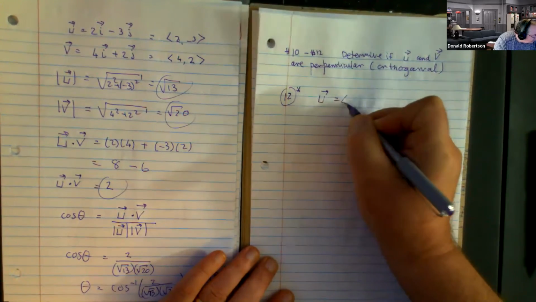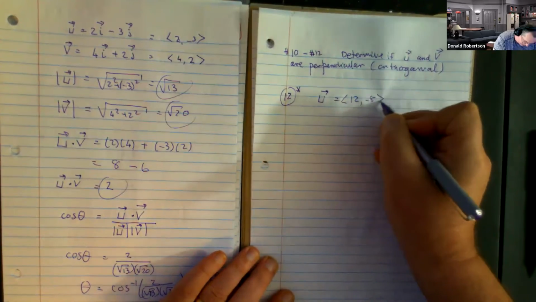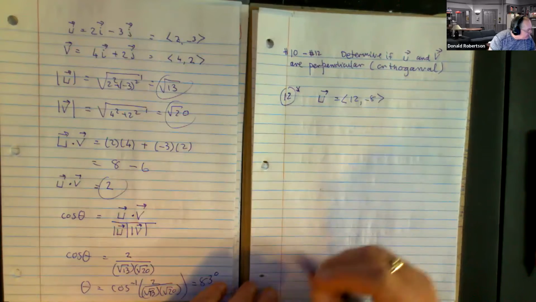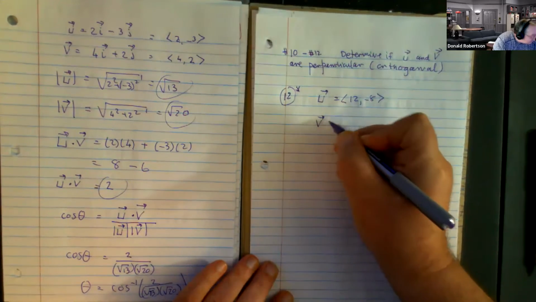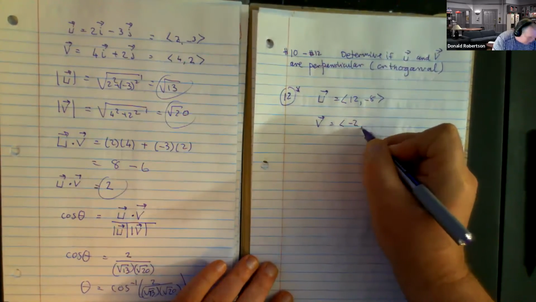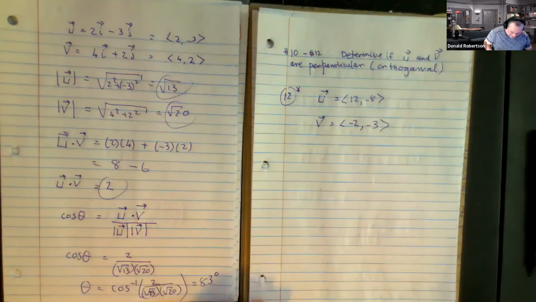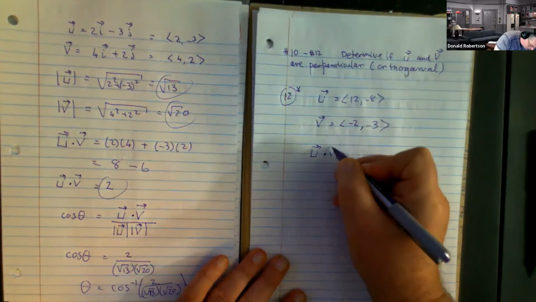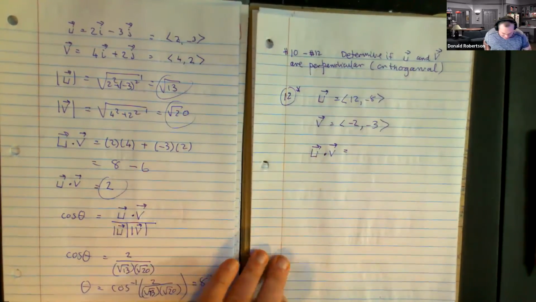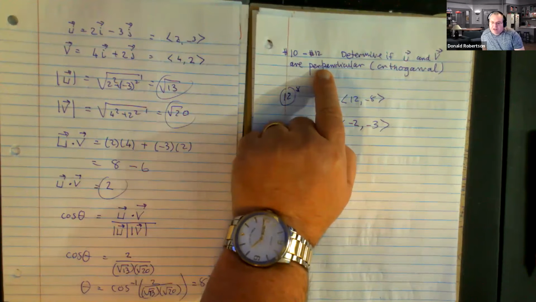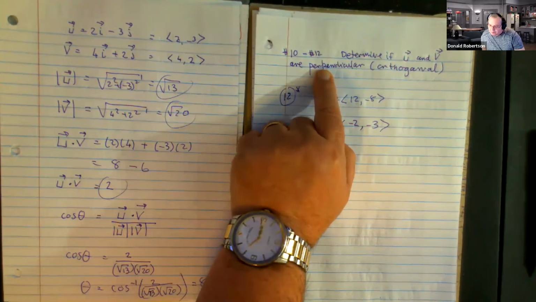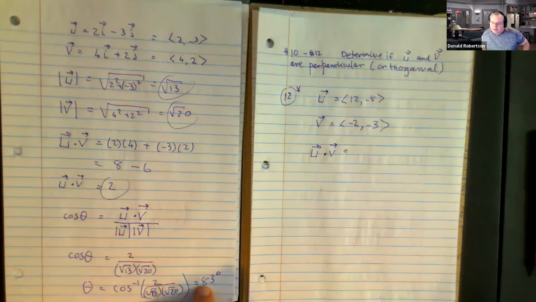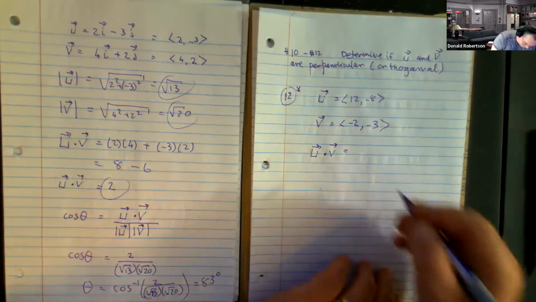u is the vector 12, negative 8. Actually, it's 12i minus 8j, but I'll write that down anyway. And v is going to be the vector negative 2i, negative 3j, and I write it like that. And I am going to do only one calculation. Since they're only interested in a yes or no answer, yes, it's perpendicular, or no, it's not, I don't need to go through all of this to find the angle. I just need to find this guy.